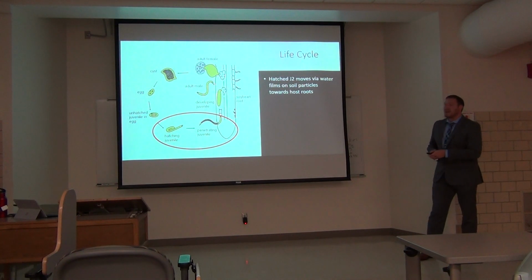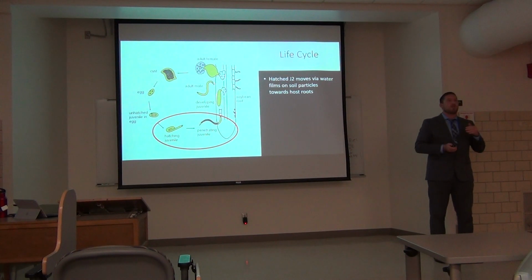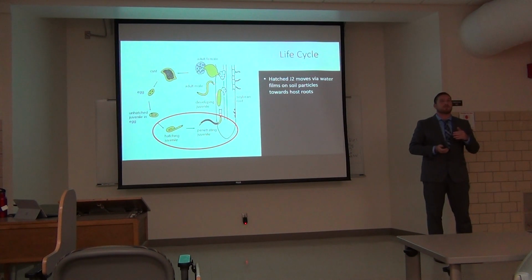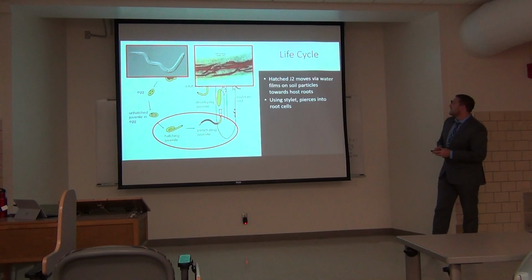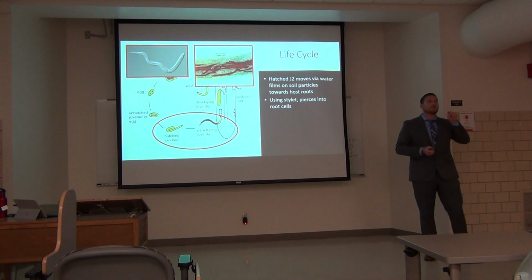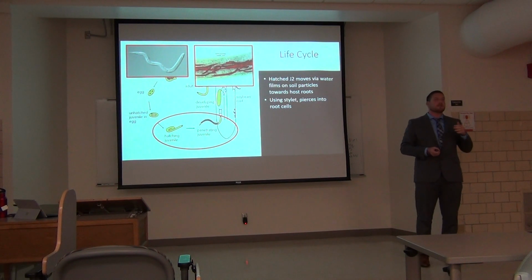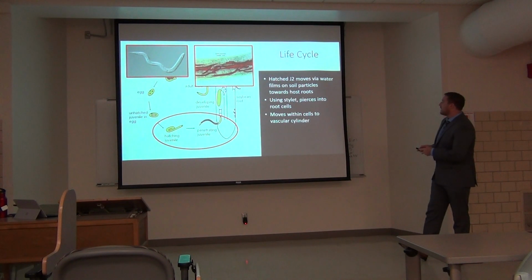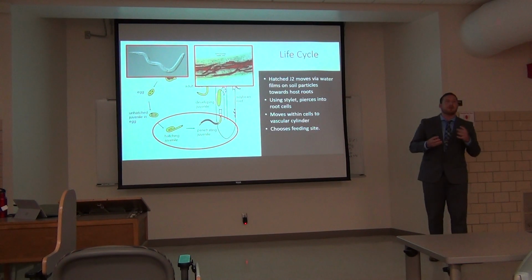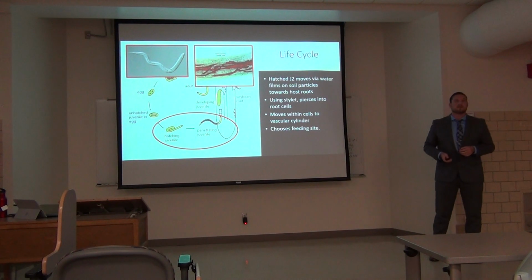Moving on, once the nematode hatches and it's going through the soil, it moves via water films on soil particles until it finds a soybean root to infect. This is what our little guy looks like. Using its stylet, which is like a needle-like tooth, it pierces into root cells and moves within those cells until it gets to the vascular cylinder of the plant. From there, it chooses a feeding site to start feeding. And so these are nematodes staying within a root, all feeding around that vascular cylinder.